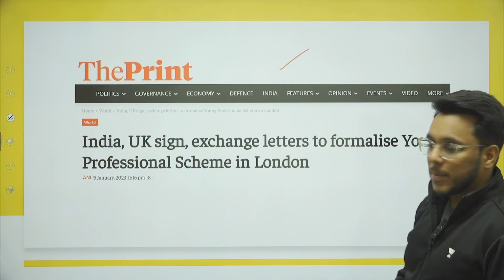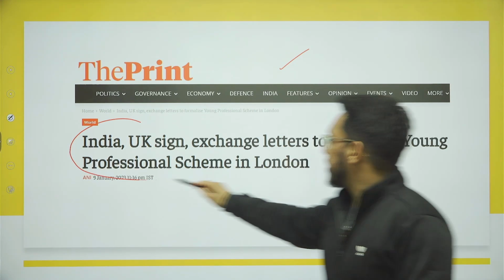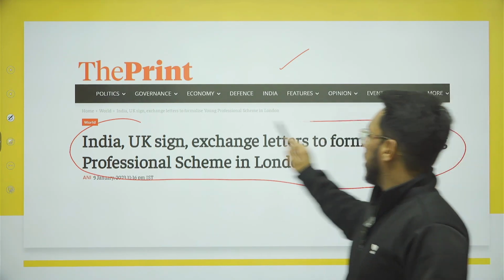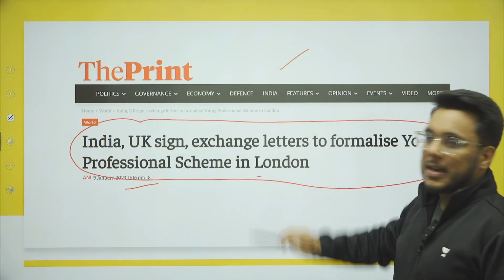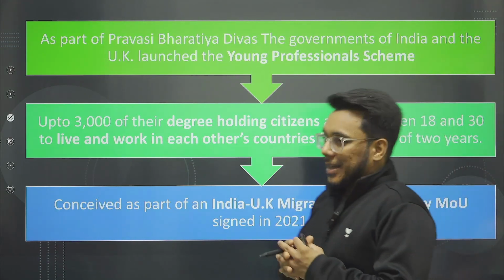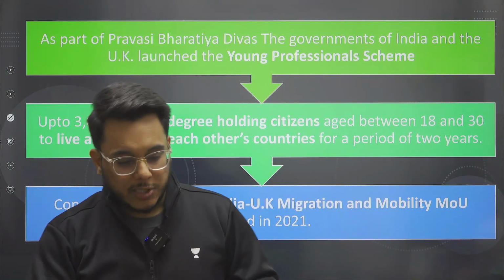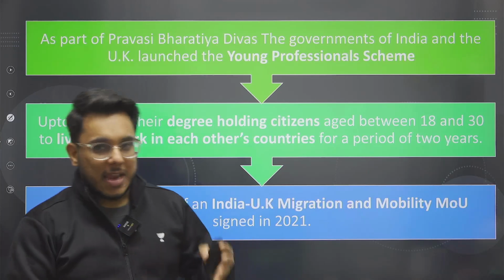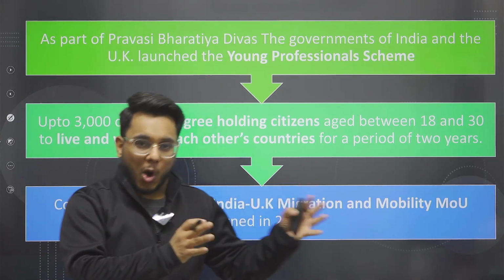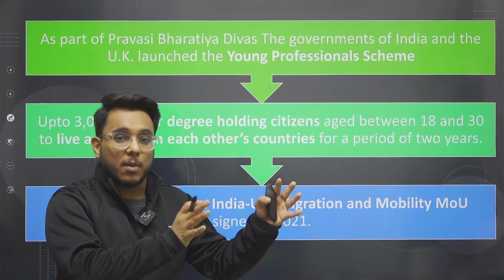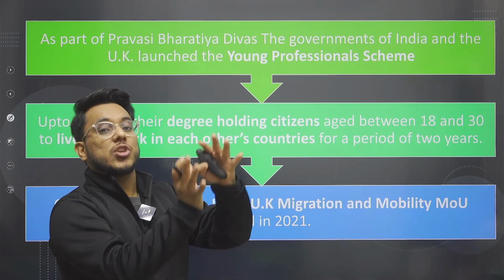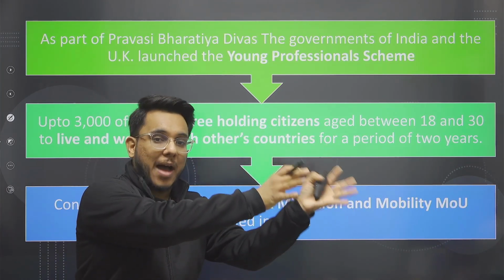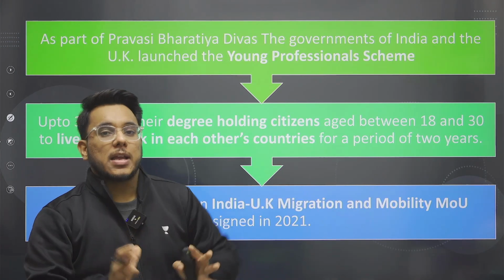From the print newspaper: India and the UK have signed an exchange of letters to formalize a young professional scheme in London. Basically, guys, on 9th January, that is yesterday, we observed Pravasi Bharatiya Divas, which is in remembrance of Mahatma Gandhiji's return to India from South Africa.